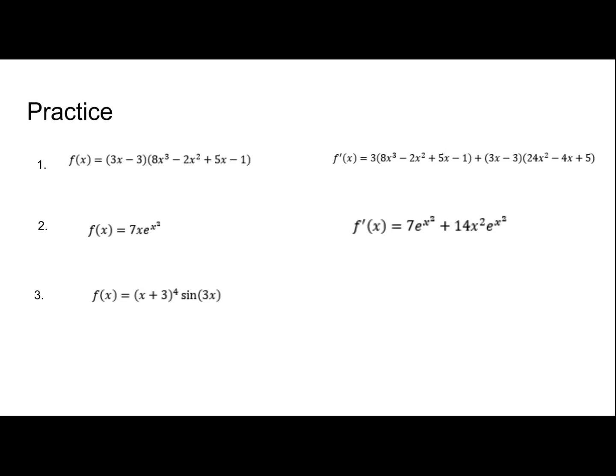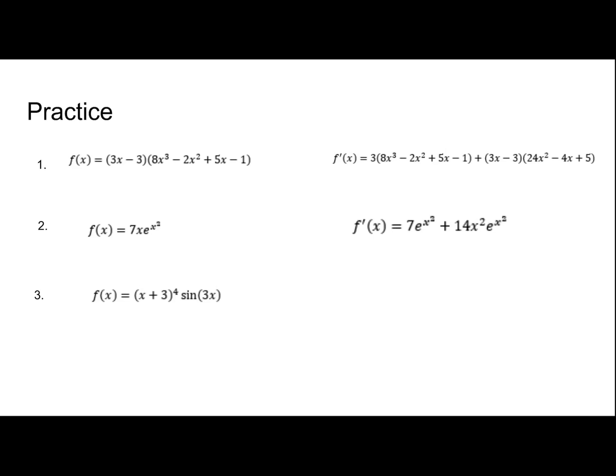So for this question, our first part is (x + 3)^4. That's one part of the equation, and our second part of the equation is sine of 3x. So once again, all we need to do is differentiate both of these. We need to differentiate (x + 3)^4, and we need to differentiate sine of 3x.